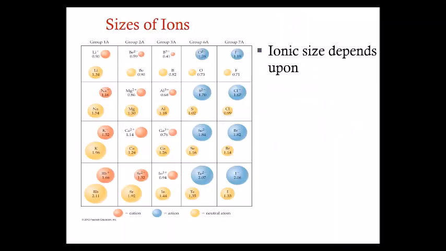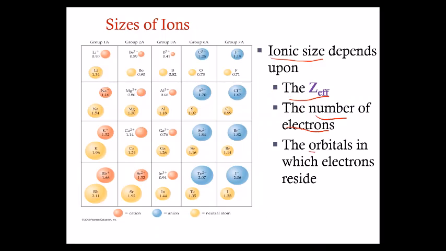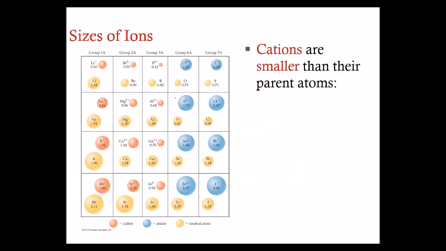Ion sizes, we've got to look at those too. We're looking at them in terms of their proton number, their effective nuclear charge and attractive force, the number of electrons in there, and the orbitals in which those electrons reside. What you're going to notice in this particular chart is the parent atom, the neutral atom, and then the ion shown. Here would be the parent atom for oxygen, and then oxide would be the ion shown.